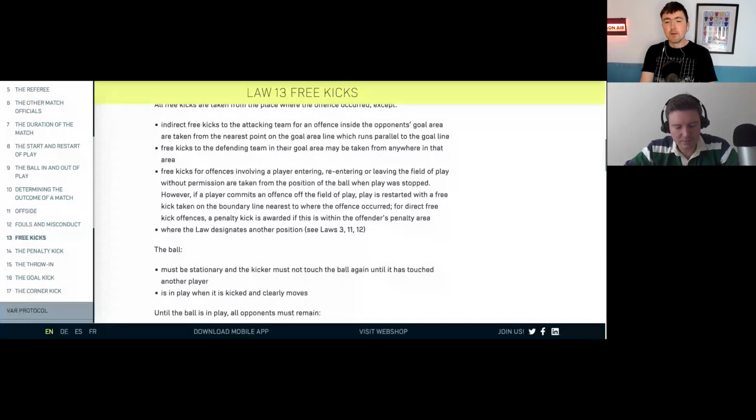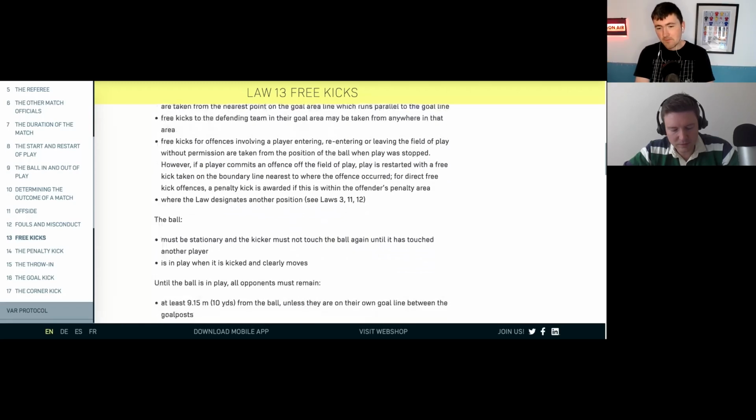Anything that involves a player entering, re-entering, or leaving the field of play is taken from where the ball was, not where the player left the field of play. I guess probably so that, and I suppose advantage would be played in this scenario anyway, but if a player couldn't run on the pitch to have a free kick taken on the touchline instead of a good goal scoring chance, I think it's where play was rather than where some unrelated player happens to make their way on or off the park.